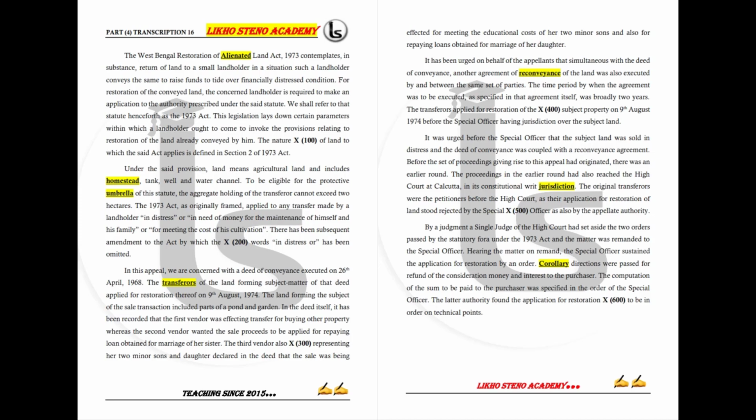Hearing the matter on remand, the special officer sustained the application for restoration by an order. Corollary directions were passed for refund of the consideration money and interest to the purchaser. The computation of the sum to be paid to the purchaser was specified in the order of the special officer. The latter authority found the application for restoration to be in order on technical points.